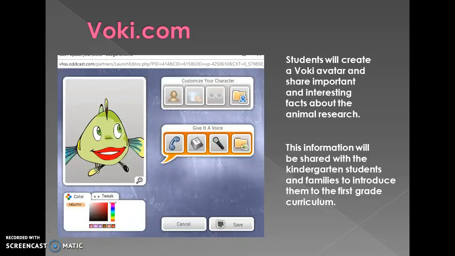This is a picture of one of the animals on Voki.com. The students can choose their animal. They can actually type in the words, and instead of having to use their voice, this is a non-threatening way, a safe way to put their information out on the internet. And also it will be used to share with parents, other first grade students, and during our transition meetings, we will show this to the upcoming kindergarten students and families to let them know what exciting standards we'll be working on when they come to first grade.